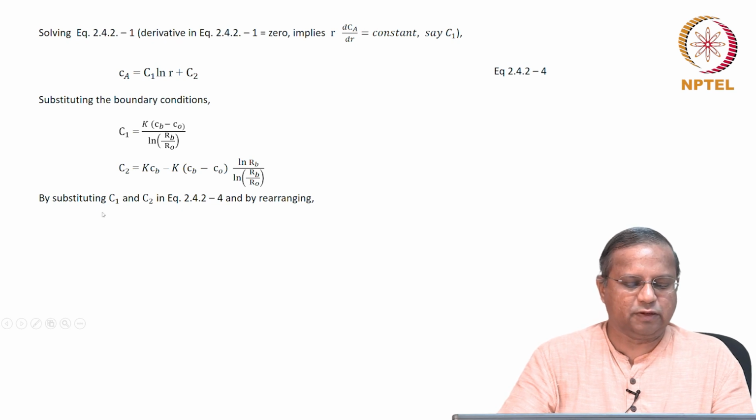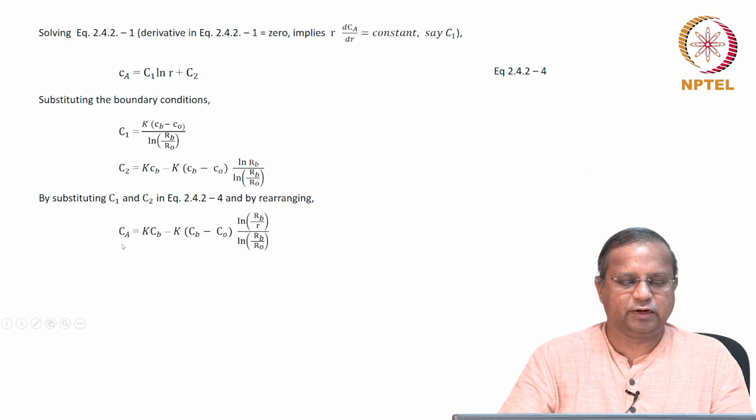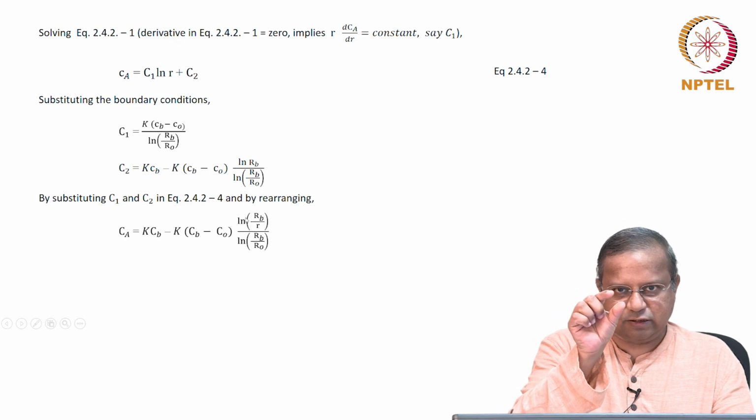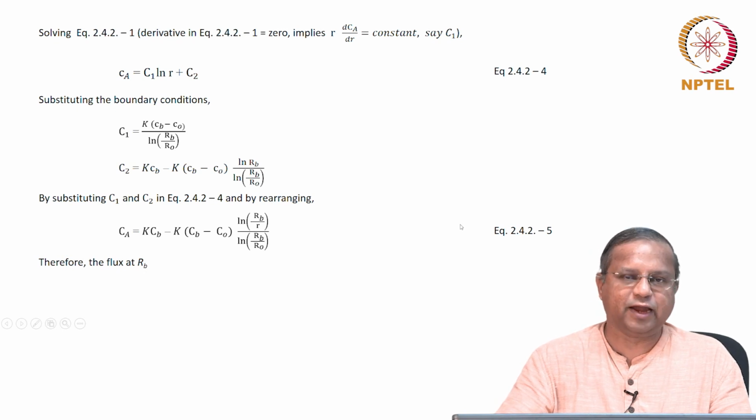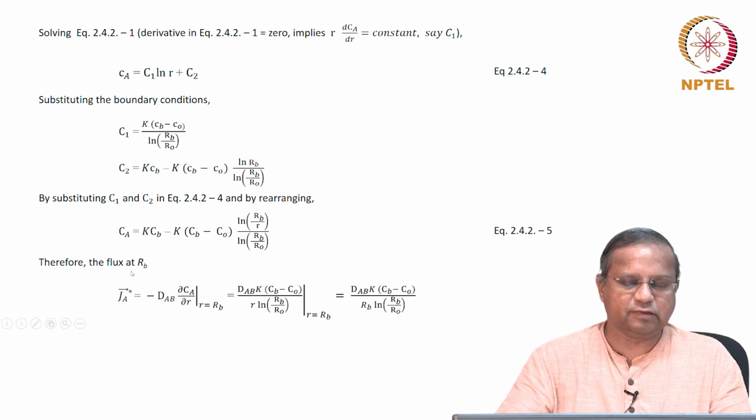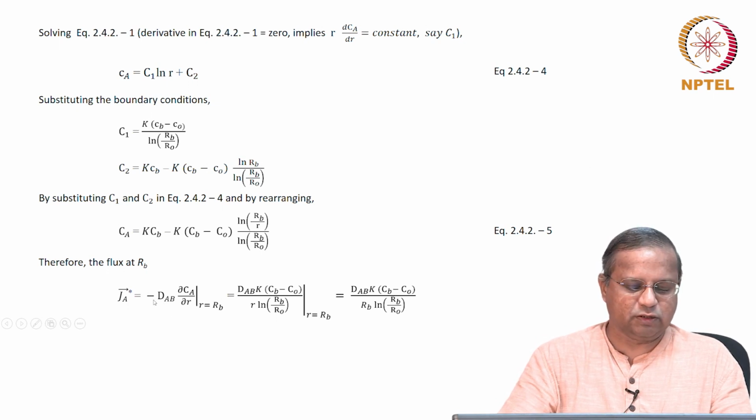Okay. Now, by substituting C1 and C2 back in this and by rearranging, we will get Ca equals K Cb minus K times (Cb minus C0) ln of Rb by the radial coordinate in the thickness of the membrane, divided by ln Rb by Ro. Equation 2.4.2-5. And therefore, the flux at Rb, which is what we are required to find as a part of this problem, is nothing but a diffusive flux, which is given by Fick's first law, minus D_Ab dCa/dr at r equals Rb.